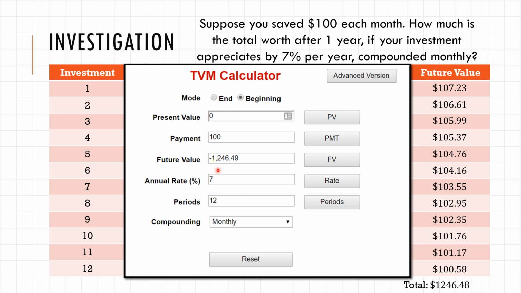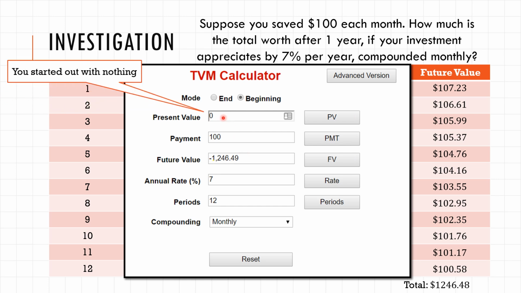$1,246.49. Well, it's very close at least. I think maybe if I had switched it to end, it might give me the number that we got here. Also, notice that it gave me a negative number. For some reason, you may have to enter the payments as a negative number, or the future value will be negative, but the absolute value will be exactly what we were looking for.